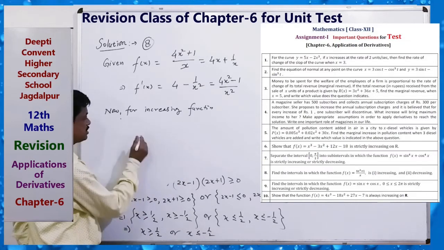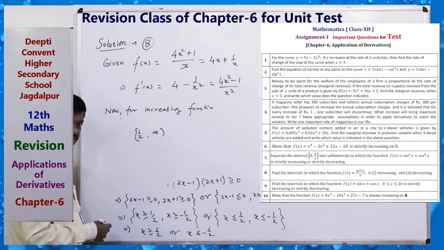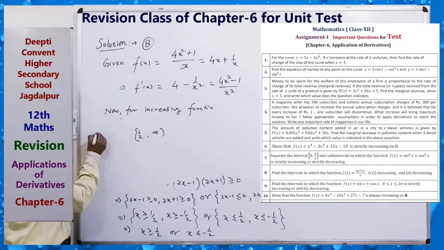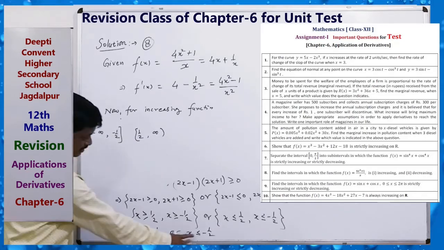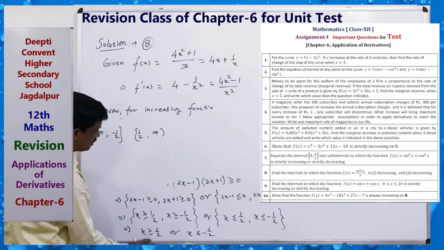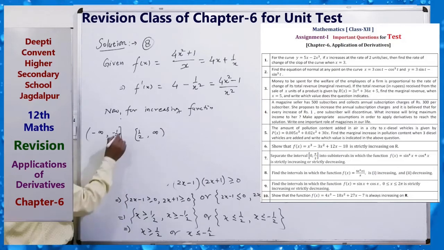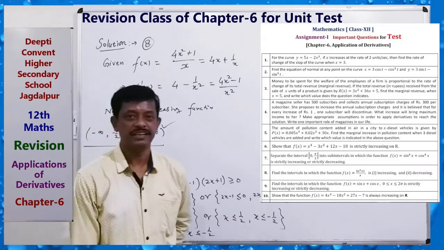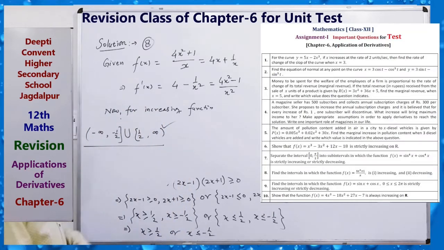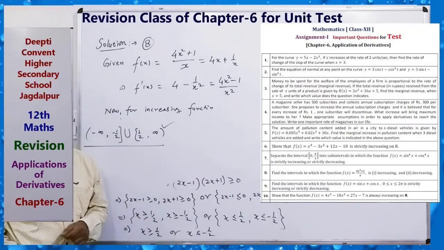Greater than or equal to half means half to infinity. And x less than or equal to minus half means minus infinity to minus half. This can be written like this. So in these two intervals, the function is increasing, and these two intervals can be joined like this. This is the interval for increasing, and by taking its opposite side, we get the in-between part where the function is decreasing.